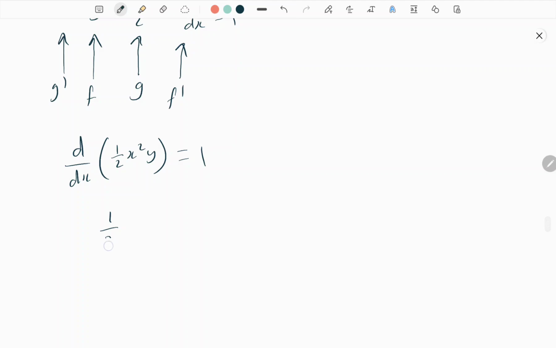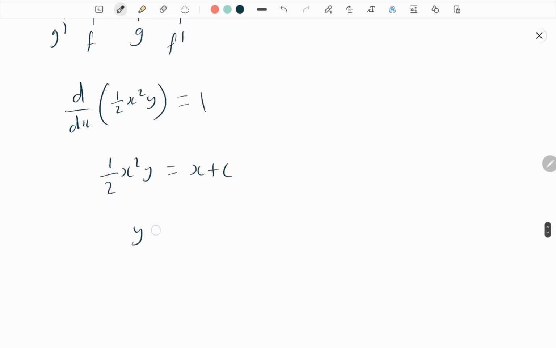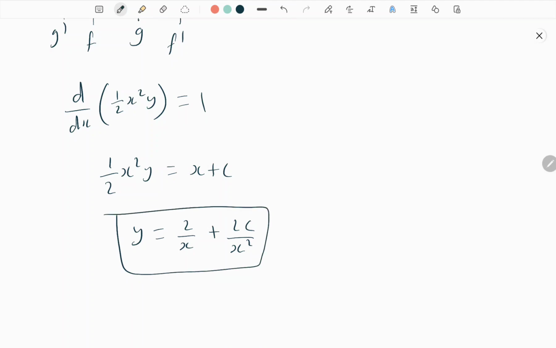So if we integrate both sides with respect to x, half x squared y equals x plus c, and so y equals 2 over x plus 2c over x squared. That's our general solution.